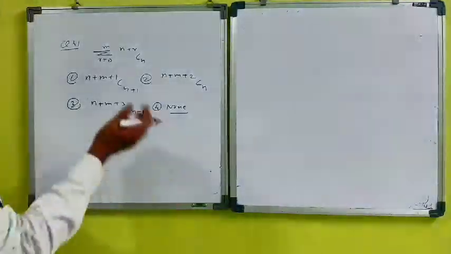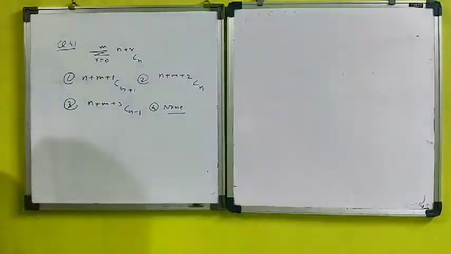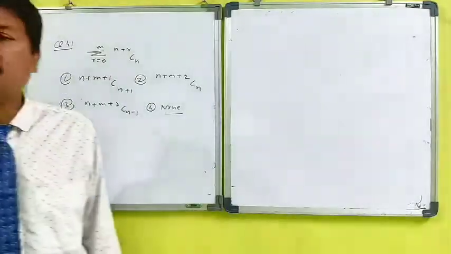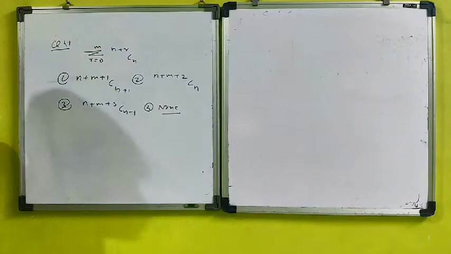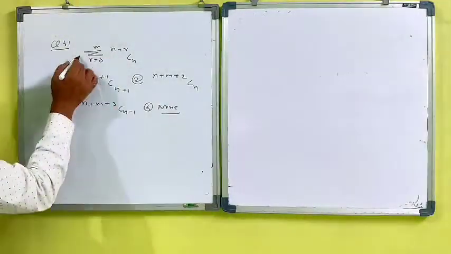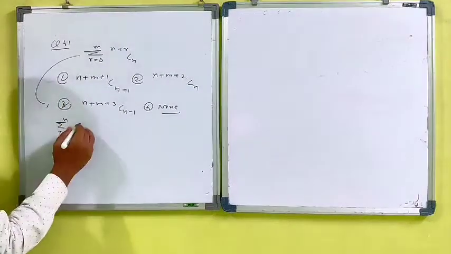Yes, the next question is question number 41. So using this, a sigma notation is given. R is from 0 to n plus 1, n plus r, c, n plus r, c, n. So how to find this? Here, what we do is we will put r equal to 0. So the sigma notation, sigma r from 0 to n, means what?